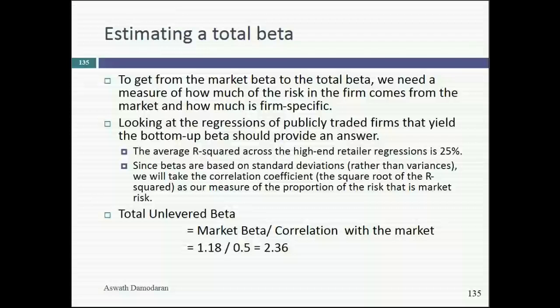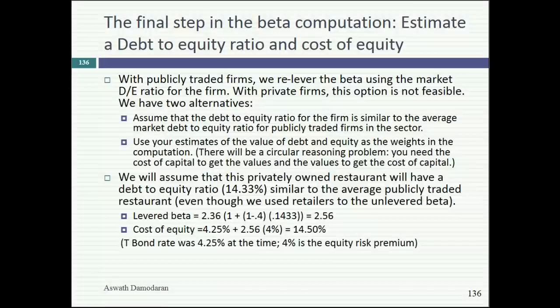And that total risk is captured with a beta of 2.36. That's all I'm going to do, is I'm going to replace the 1.18 beta with the total beta. That total beta is what I'm going to use to come up with my levered beta and my cost of equity. And to get my debt to equity ratios, I'm going to keep it simple.